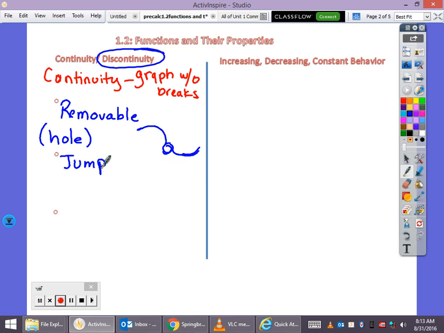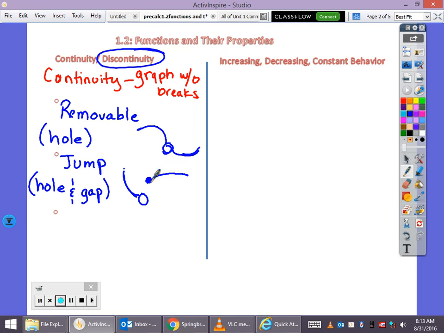The second type of discontinuity is called a jump. And we recognize a jump because we will see a hole and then a jump, a gap. So our curve might go like this. We have an open hole, and then the graph picks up somewhere after it jumps from one space to the next.